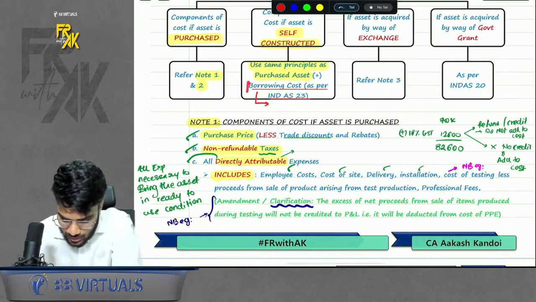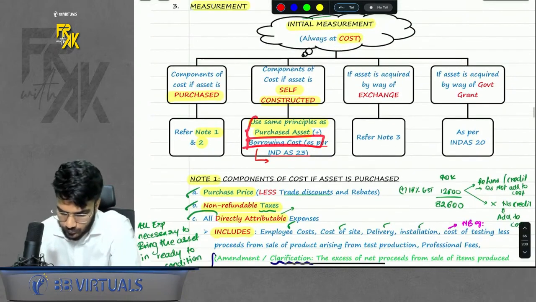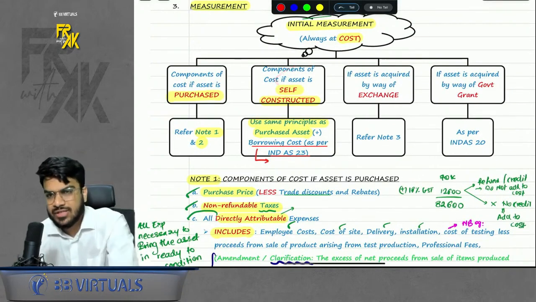Okay, sir. So the discussion, apart from borrowing cost, everything is the same. So this was the second point: if you self-construct an asset.